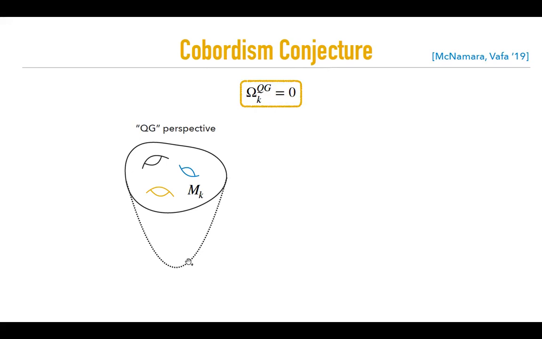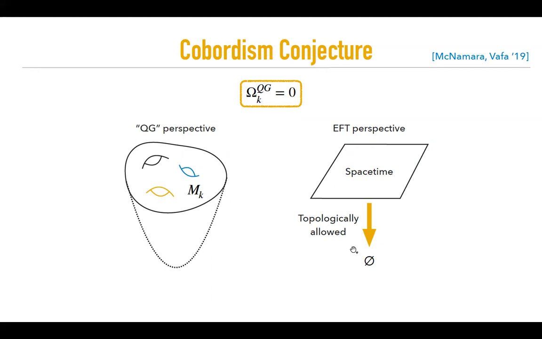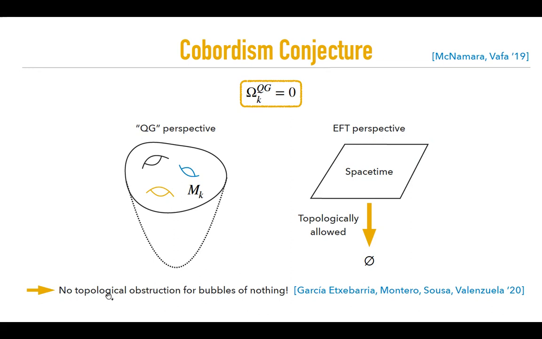Now, if I go to the effective field theory perspective, this means that if I have a space-time that I get from taking string theory and compactifying this compact background, then it is topologically allowed that this goes to nothing. So basically, there has to be some quantum gravity background which is connecting this vacuum here to nothing. And this was, for instance, used in this paper to argue that there should be no topological obstruction for building bubbles of nothing for any kind of vacuum in string theory.